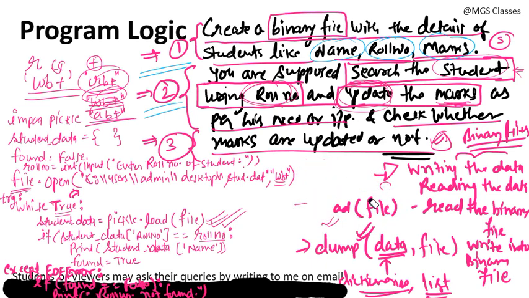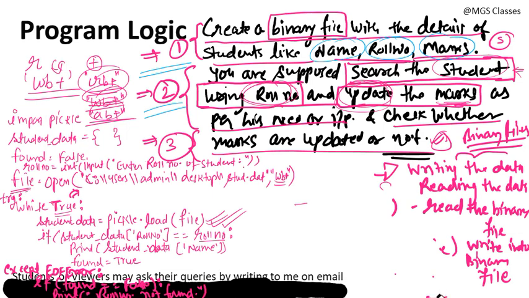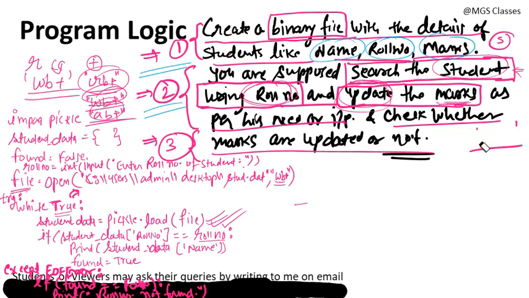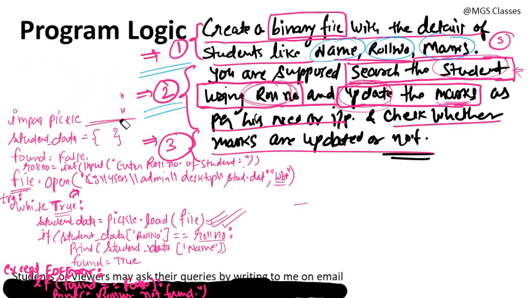For updating purposes, I am removing this because I have already shown you how to use the dump method and how to use the load method. Now we are going to learn two new methods that will help us to update the record of the student in the binary file. So these methods are very important. You need to remember the two methods.